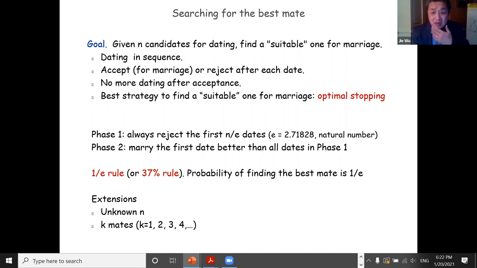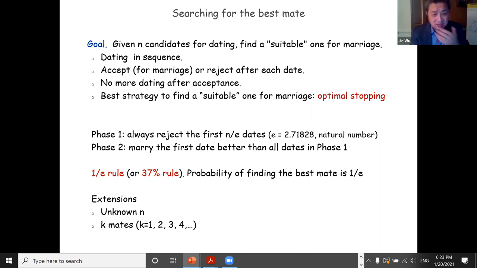And not only that, it is proven that this is the best strategy. No other strategy can find you a better average result. And the probability of finding the real best one is 1/E, which is not bad, right? It's 1/2.7, so it's quite high. So this is a very famous problem, known as optimal stopping. Actually, machine learning later uses this kind of concept.